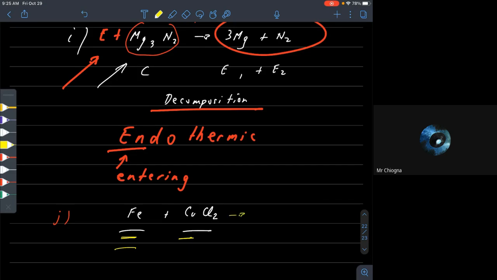Produces FeCl3 plus copper. I'm going to balance it quickly. I'm taking a guess. Is that balanced? I think so. Good. Okay, that gives me a little more time.